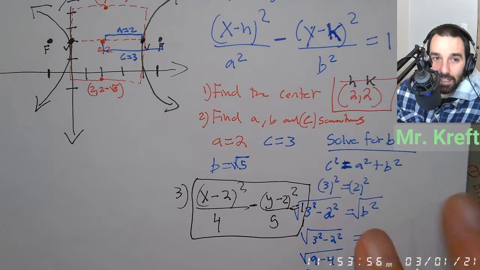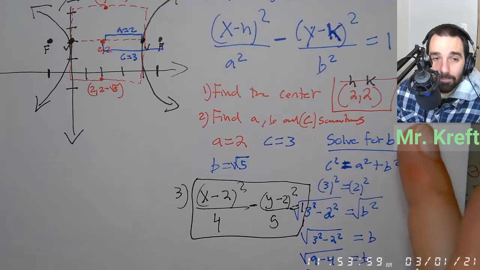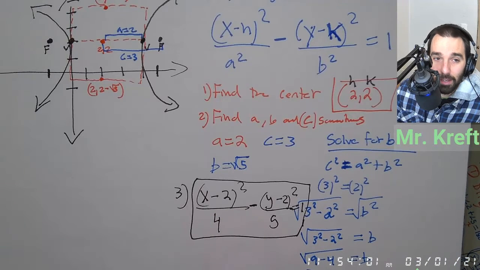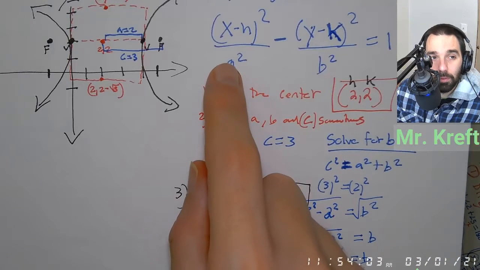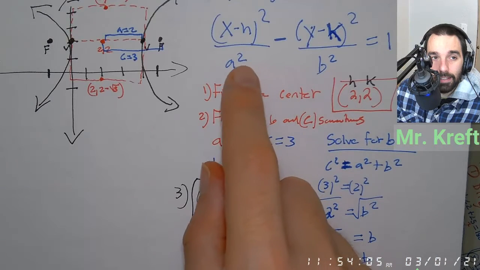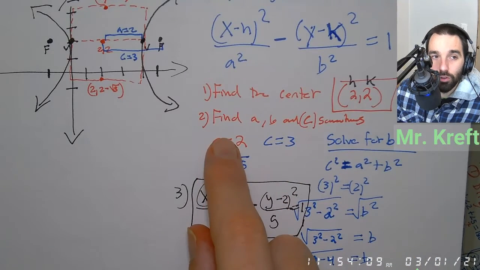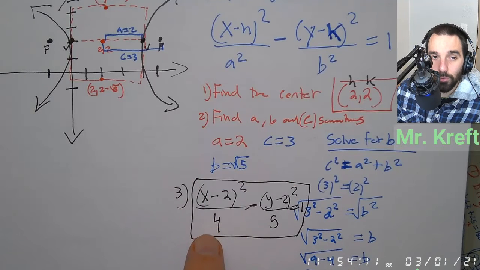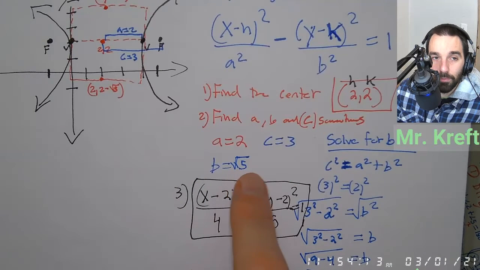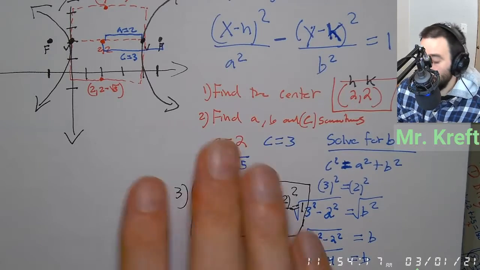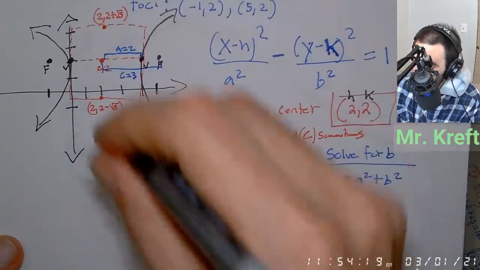Okay? So again, this is a lot like ellipses, right? The only difference is the equation has a minus in it. So just remember when you plug the A back in and the B back in, it's A squared and B squared, not A and B. So my A is 2, so when I plug it back in, 2 squared is 4. And my B is square root 5, but square root 5 squared is 5. Okay? So there's that.